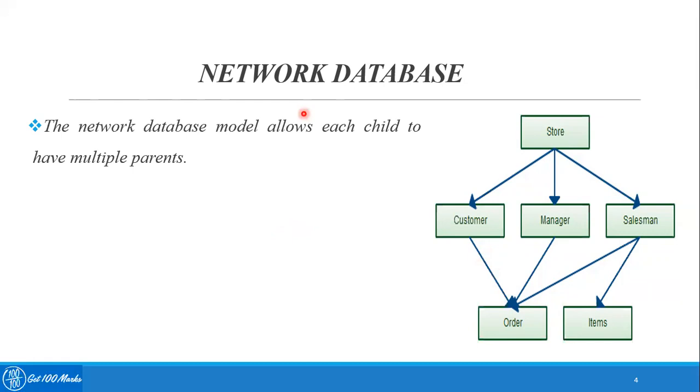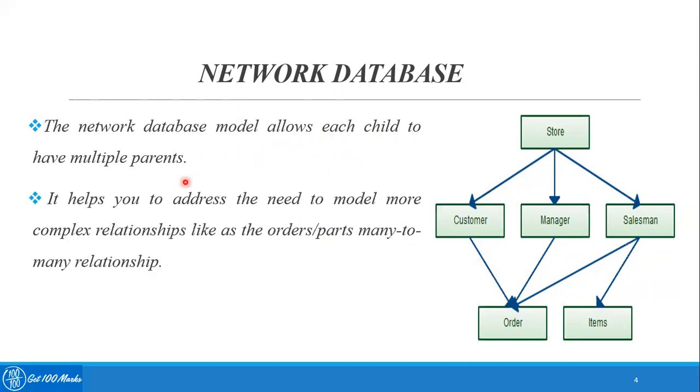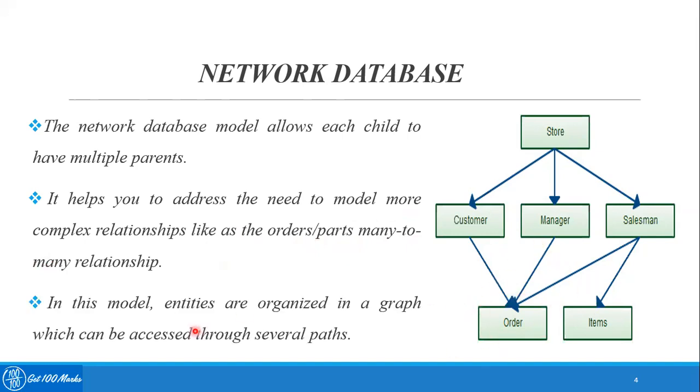As business processes expanded and increased in efficiency, and when enhancements came in, the hierarchical database model didn't work and people had to move to something called network database modeling. This model allows each child to have multiple parents. It helps you to address the need to model more complex relationships, such as orders or parts, many-to-many relationships. So that's what we could see from the diagram here. In this model, entities are organized in a graph which can be accessed through several paths. So this is typically a differentiating factor when compared to a hierarchical database model.